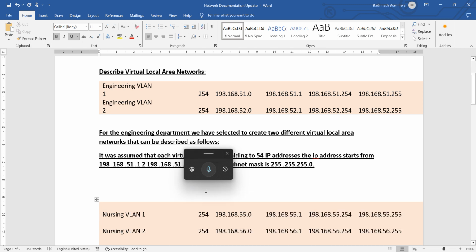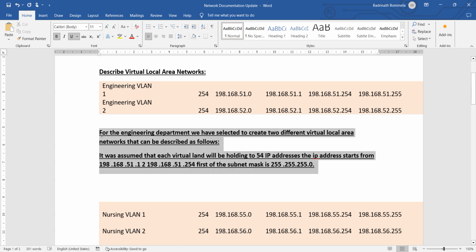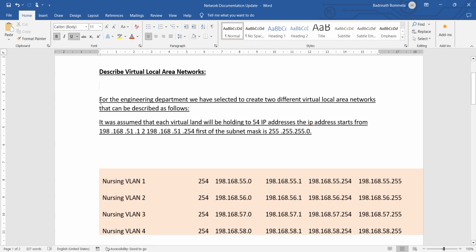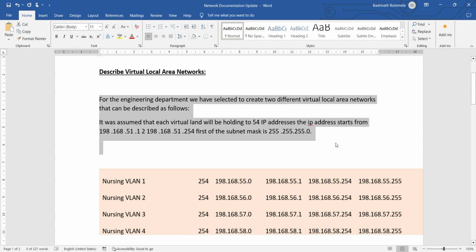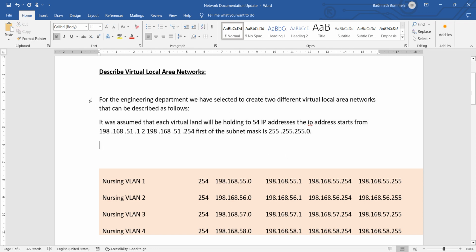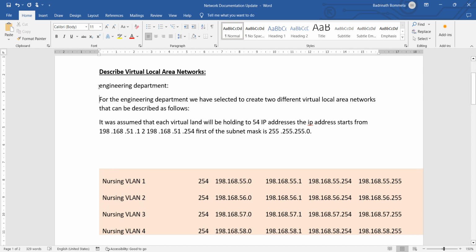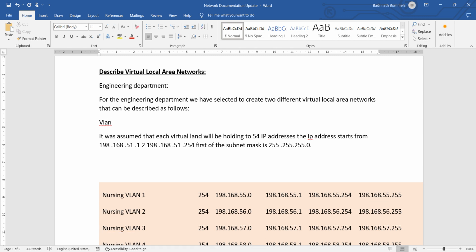So like this, we will be providing a basic explanation about each engineering department, and you can keep this table, otherwise just remove it. By default it got underlined. So this is how we describe each engineering department. I will give a heading, engineering department. Like this, in your own way, you are supposed to describe your virtual local area networks. So this is for VLAN 1.